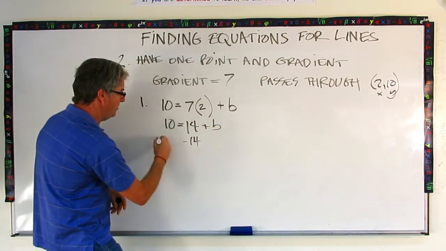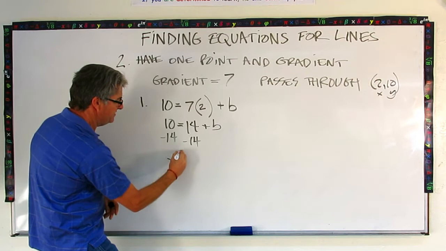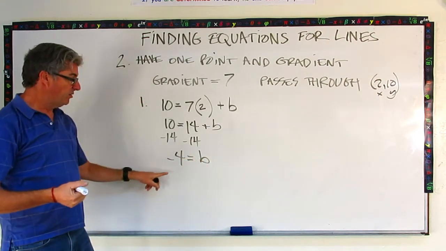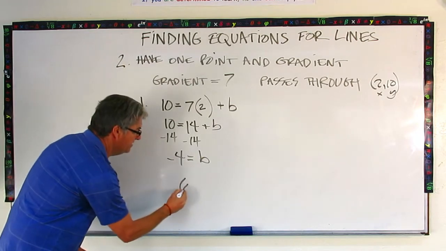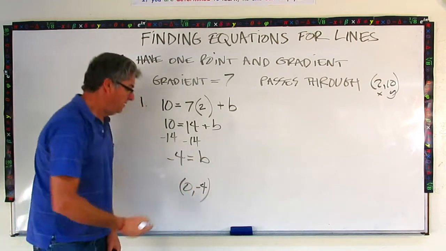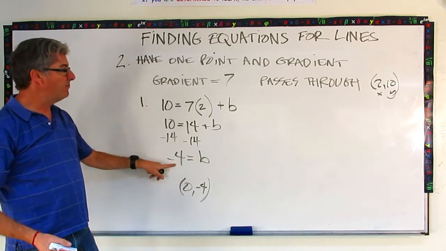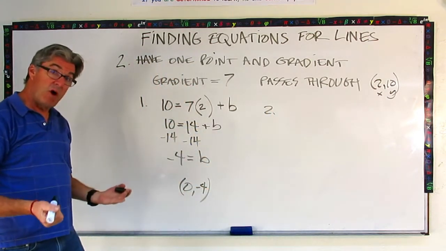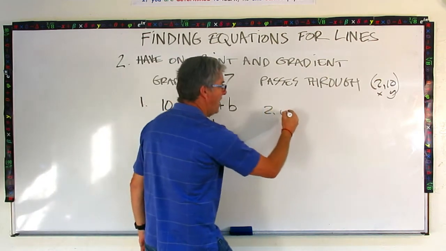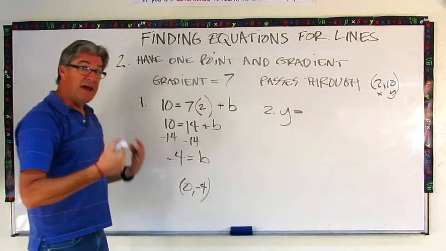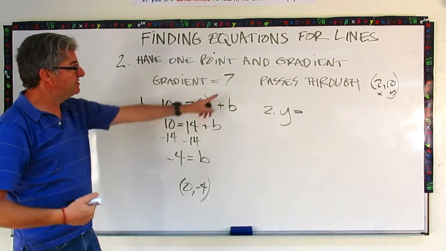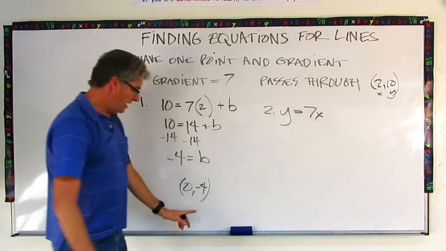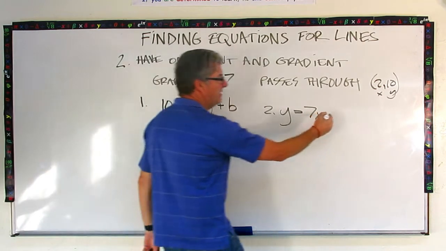Subtract 14 from both sides. We get minus 4 equals b. So now we know that the y-intercept is this point, 0, minus 4. And we can use this minus 4 and plug it in step 2. We go back to using x's and y's here. So I have y equals mx, slope times x. Slope is 7, 7x, and then my intercept, my minus 4.